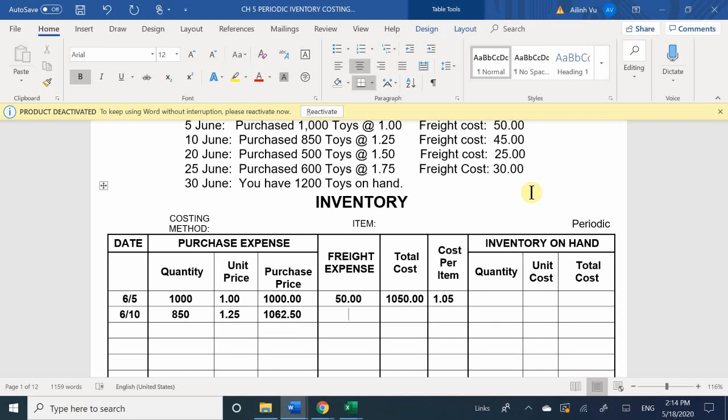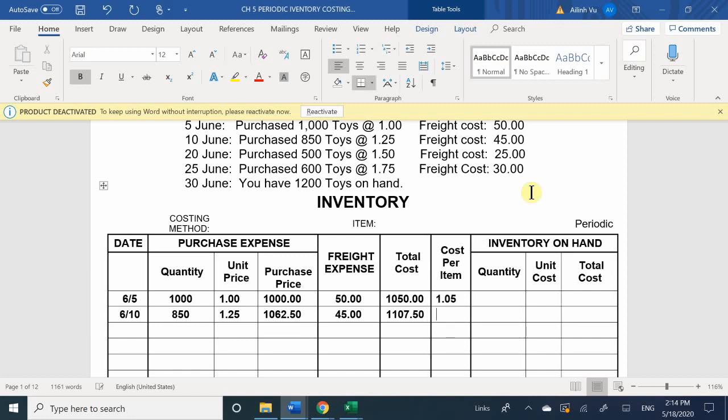All right. How much was it? 45. And for the freight expense, 10. Oh, you know what I see? 1107.50. Oh yes, you're right. Sorry, I got thrown off. It's okay. $1.30.